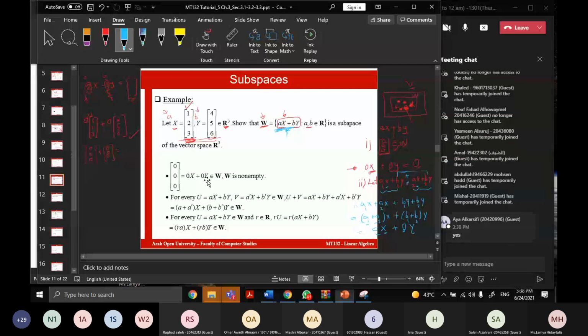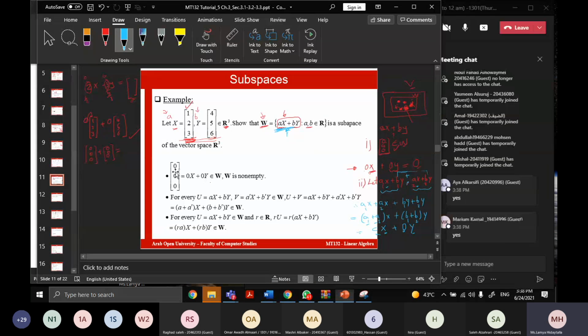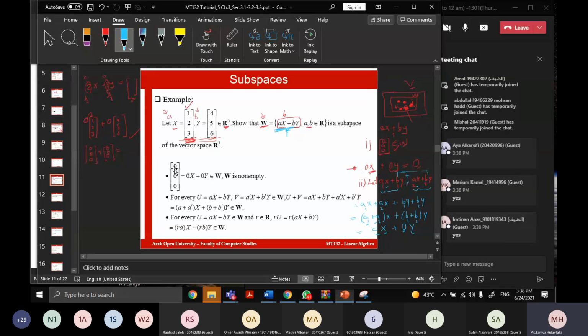Clear? Okay. What remains is the last condition. The third one is scalar multiplication.